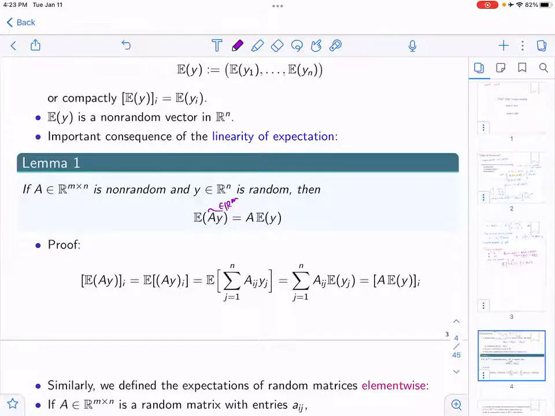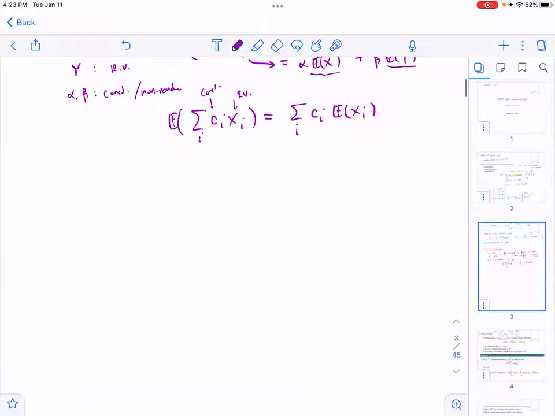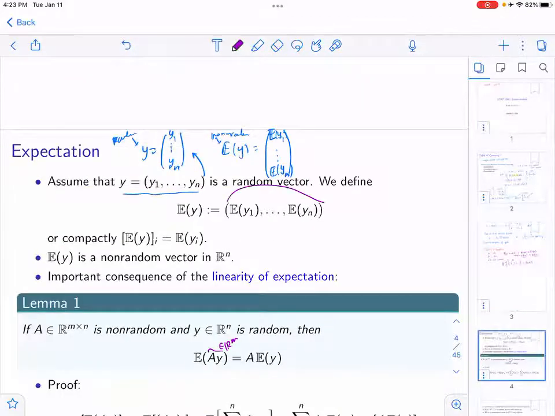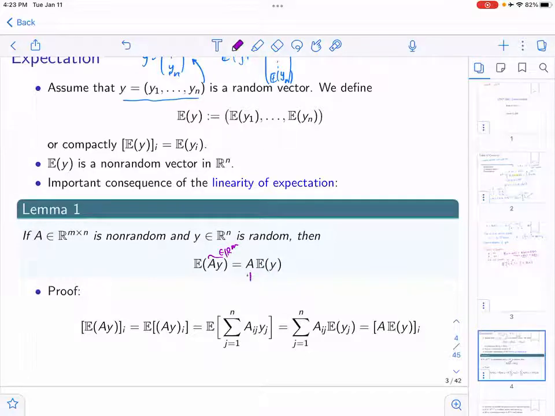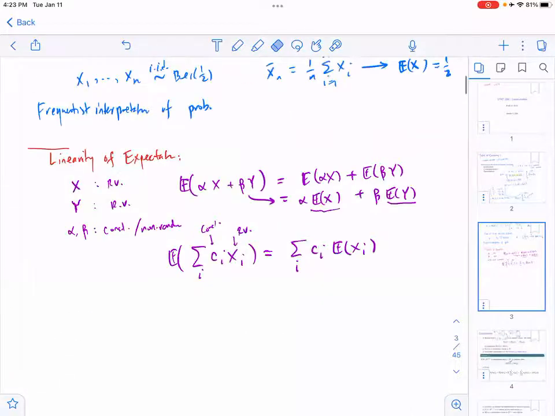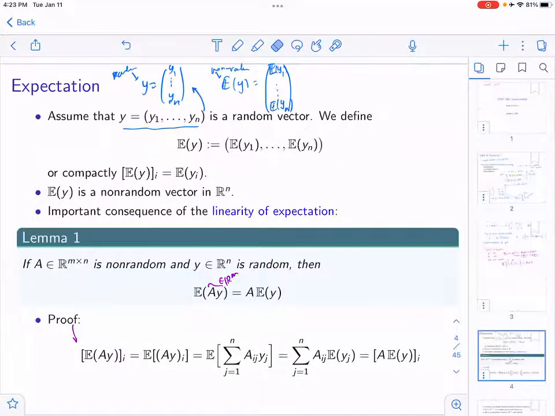And so I can combine this idea of linearity of expectation with the definition here, and you arrive at this nice idea that I can basically pull the A out from the left, and then multiply it by the expectation of Y. Here's a formal proof, but I encourage you to just argue it for yourself. It's nothing but this idea of linearity of expectation plus this definition of expectation of a random vector.